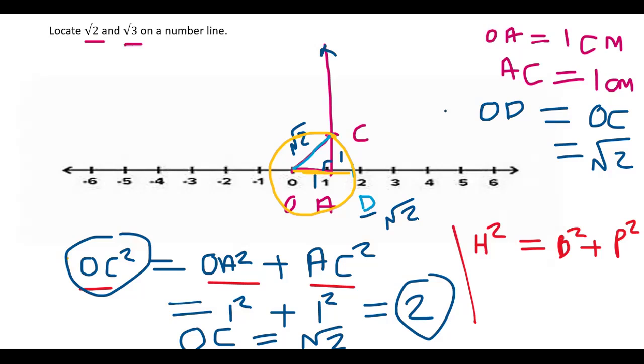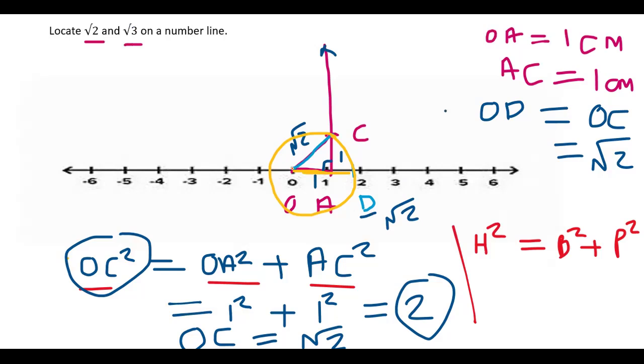Now we will plot root 3 on the number line. So for root 3, first of all, we have to plot root 2 only, which we have already done. Now we need to do 2-3 more steps to locate root 3 on the number line. If you have understood how to locate root 2 on the number line, then it is very easy to locate root 3 on the number line. So let's proceed with our next step.